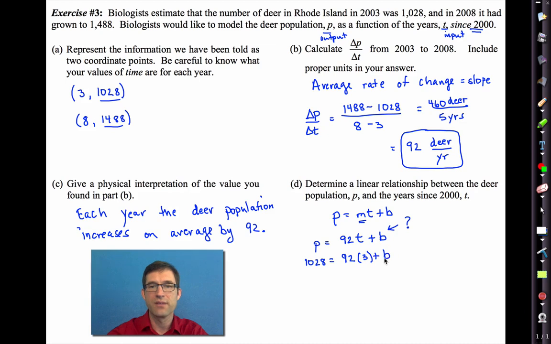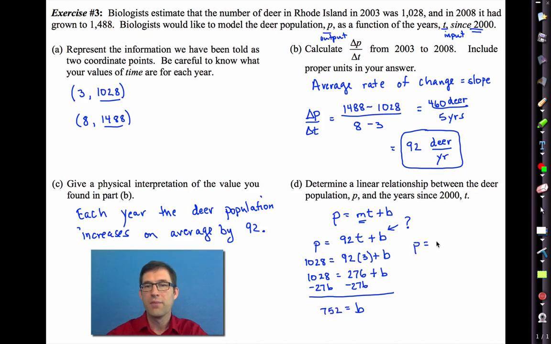All right, we're just going to substitute that in. We'll get 1028 is equal to 276 plus b. Subtract 276 from both sides. Ooh, running out of space. Way down at the bottom. B is equal to 752. So now we have our model. P is equal to 92t plus 752.